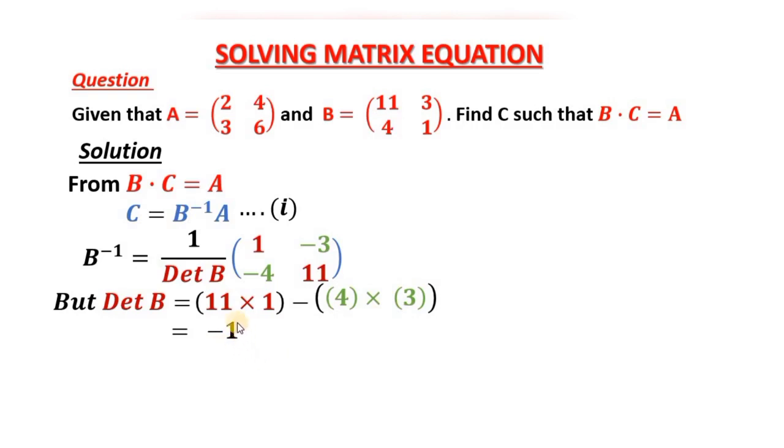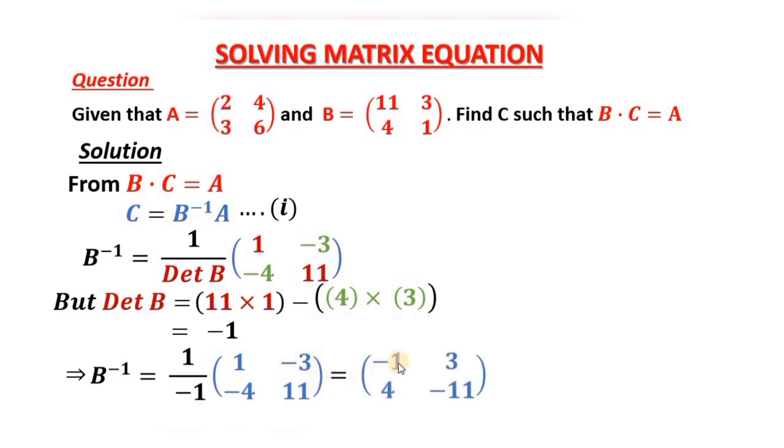Now, we are going to substitute this in this part. So, in place of the determinant of B, we'll have negative 1, and that therefore implies that the inverse of B is 1 over the determinant negative 1 times the matrix 1, negative 3, negative 4, 11, just as we have right here. This simplifies further to negative 1, 3, 4, negative 11. That is when you multiply all the elements in the matrix by 1 over negative 1. Let's call this equation 2.